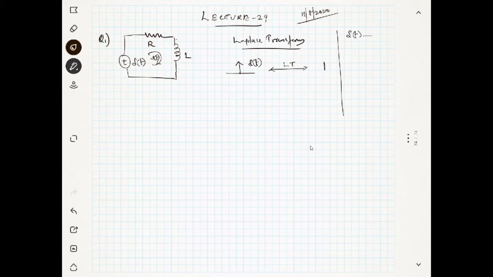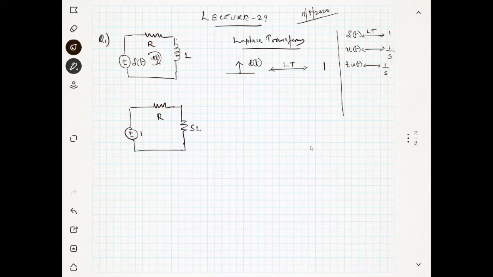Delta of t has the Laplace transform 1, and u of t, the unit step, has Laplace transform 1 over s. And if you have a ramp function t u of t, then it becomes 1 over s square. You see, you are adding more s. So you have to remember this. I convert the network into the Laplace domain. In the Laplace domain, this voltage source becomes just 1. R stays R itself, and L becomes sL. This we have studied.